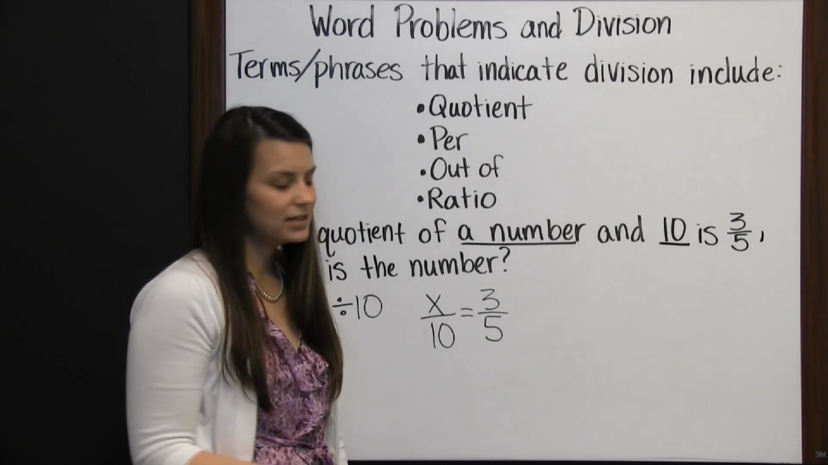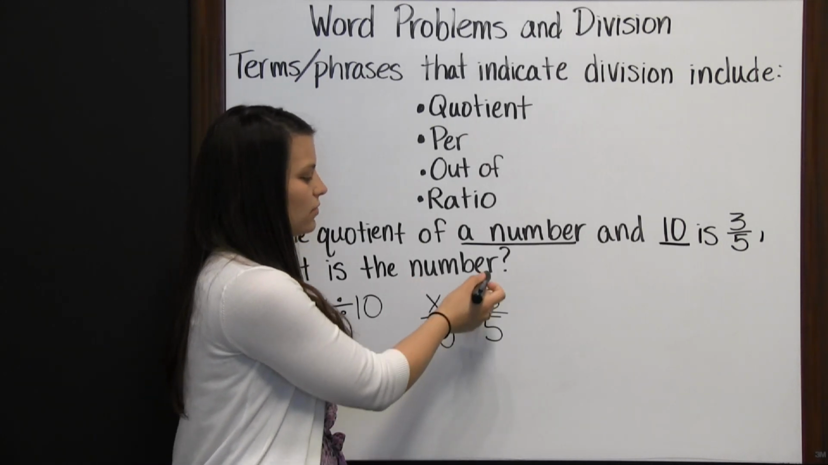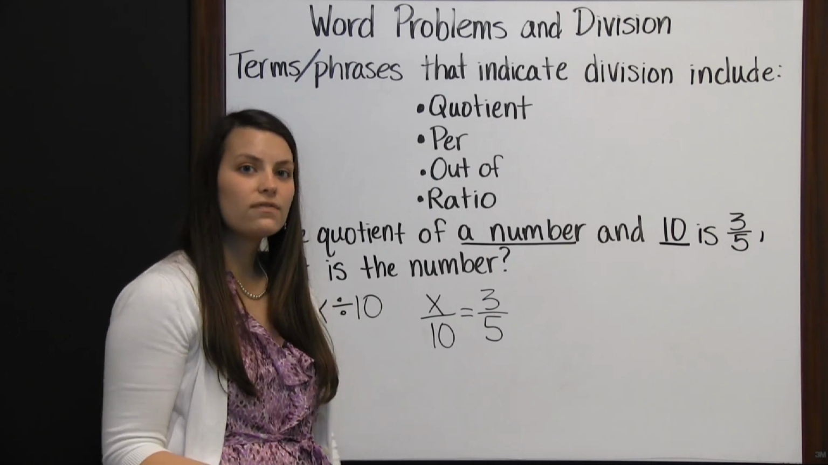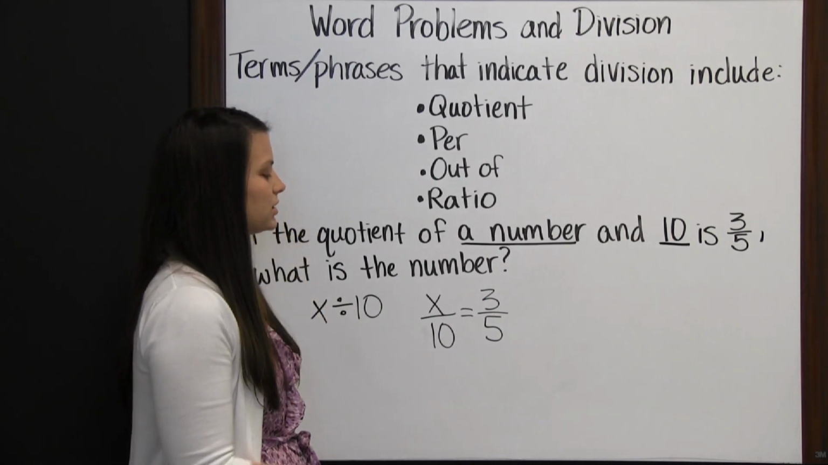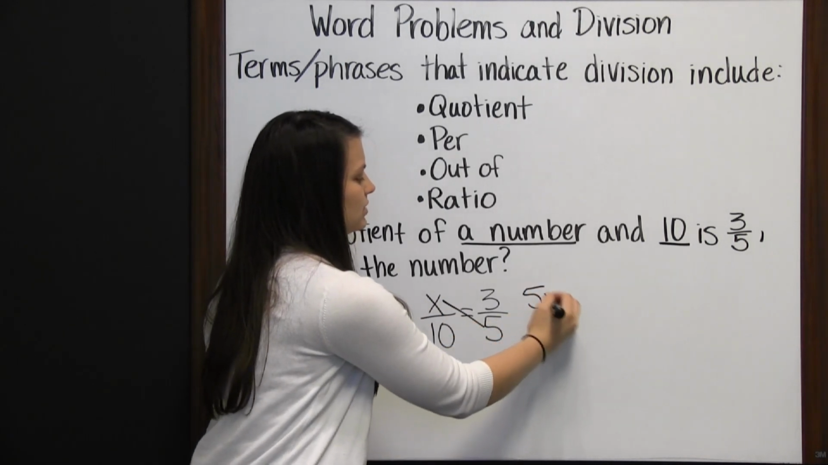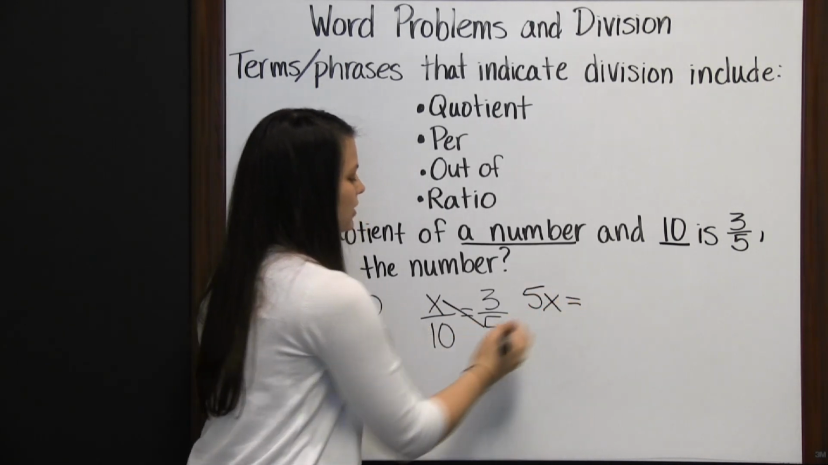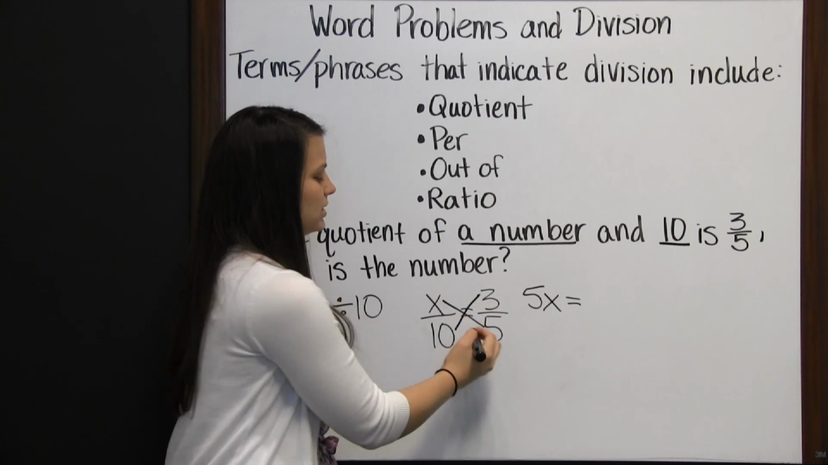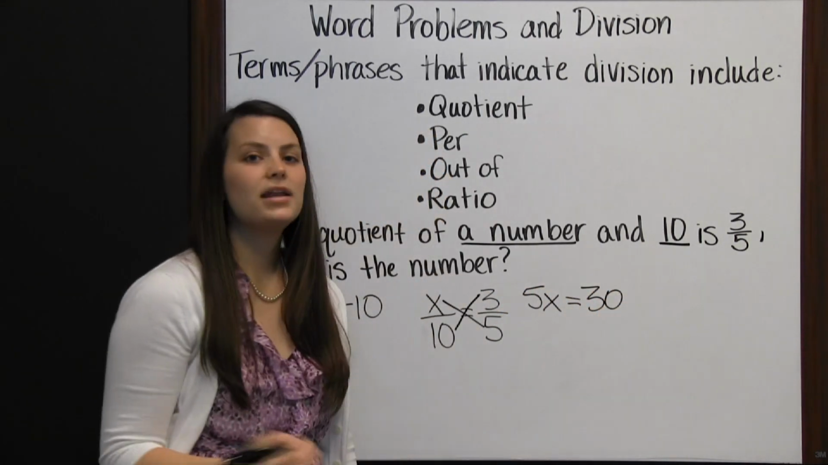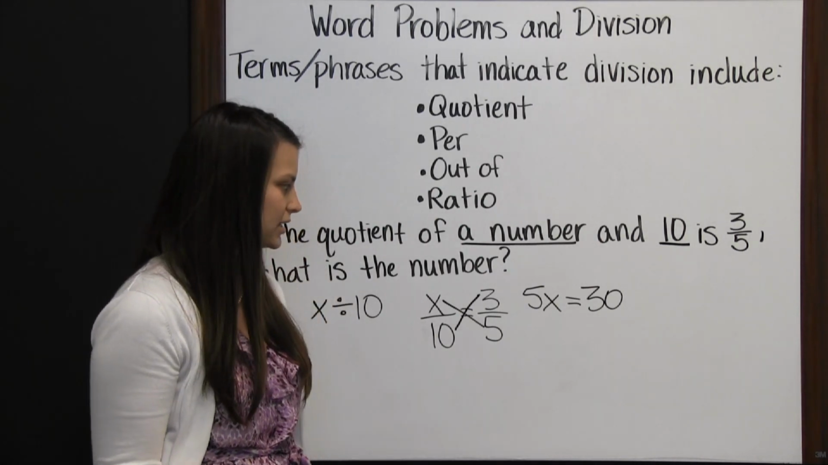A proportion is a ratio equal to a ratio, and that's what I have here. So to solve this proportion, we're going to cross multiply. X times 5 is 5x, and that's equal to 3 times 10, which is 30. And now we need to solve for x.